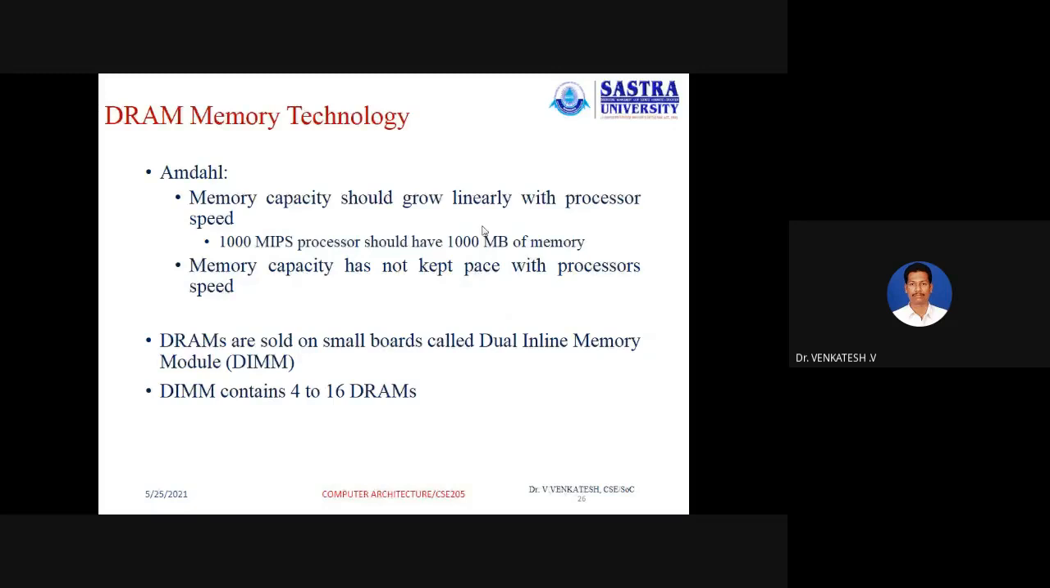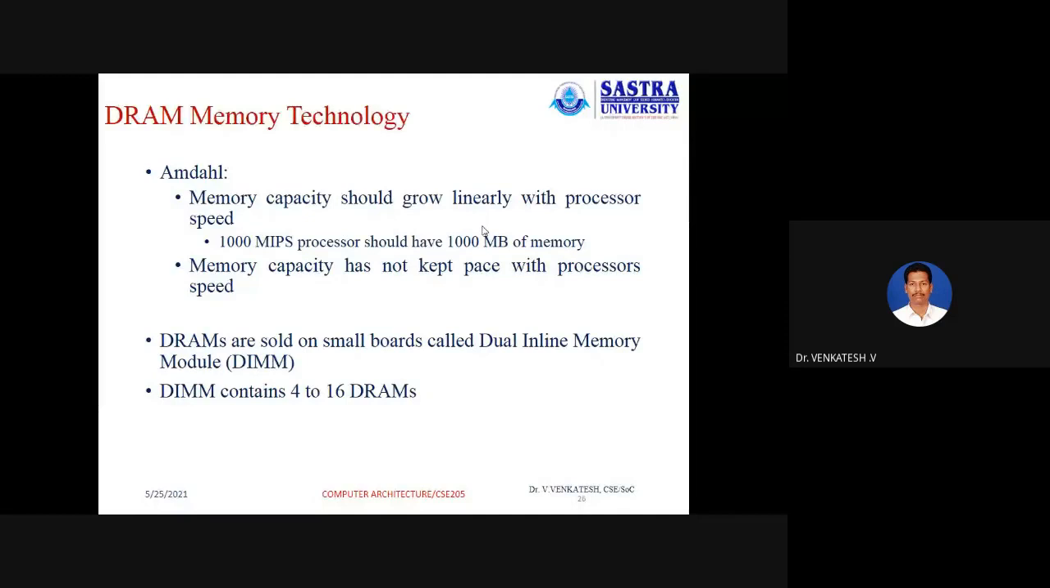The next important information is that memory capacity has not kept pace with the processor speed. So we should not tie the processor speed to the memory. For example, if you have 1000 MB, that much speed you are not going to get. We have some speed that can be achieved.